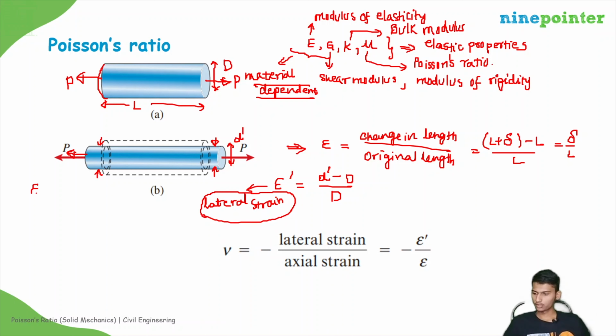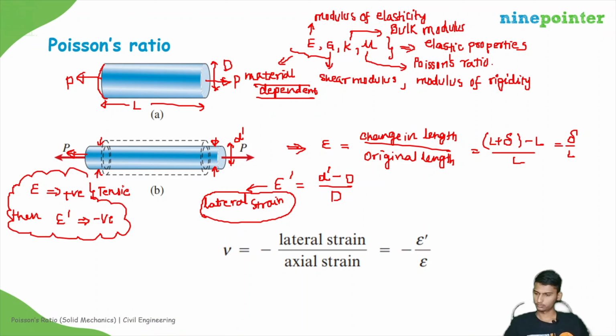See, if epsilon is positive, then epsilon dash is negative, right? So this is for the tensile case. For compression case, epsilon will be negative, epsilon dash will be positive. Generally, this type of property is shown by metals, regular materials which we use in civil engineering structures. So this is in case of compression.